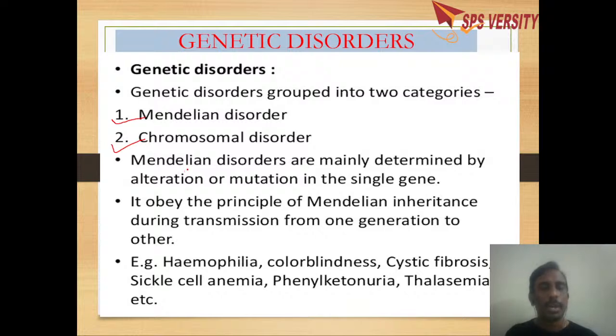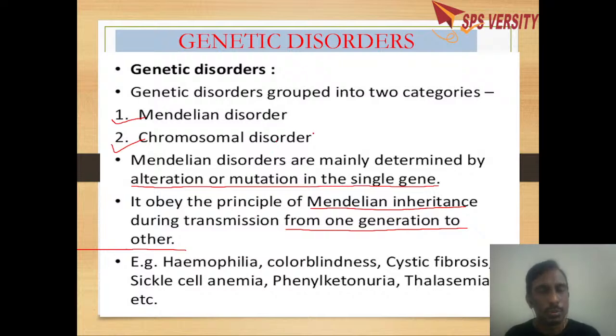So what is meant by Mendelian disorders? Mendelian disorders are due to a change, that is a mutation, in a single gene. And this disorder obeys the principle of Mendelian inheritance. That means it is transmitted from one generation to another generation. Chromosomal disorders mean where there is a change in chromosome structure or chromosome number.